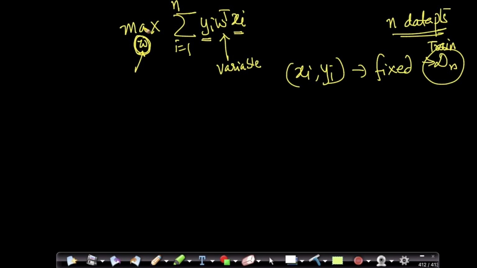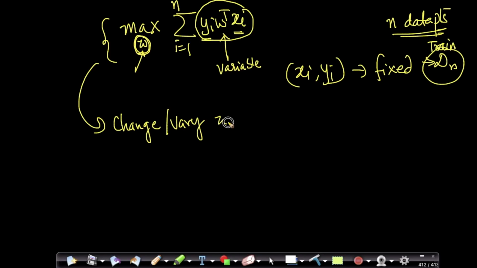We want to maximize the sum of yi w transpose xi because whenever this is positive, we want it to be positive for all points i if possible. And for as few points as possible do we want this to be negative. We want to maximize this sum eventually. And what is the only variable I have? w. Which means change w or vary w. As you vary w, this sum will change. As you keep changing your plane, this sum will change. And I want to find a w that maximizes this.